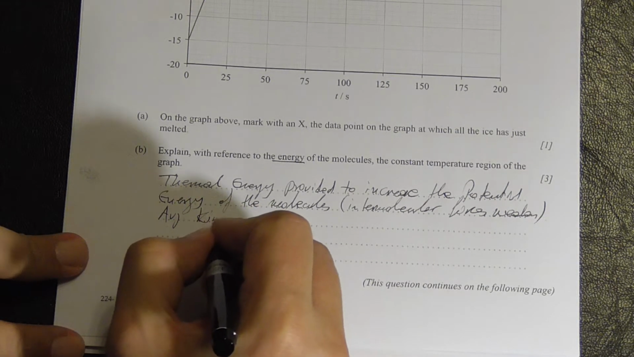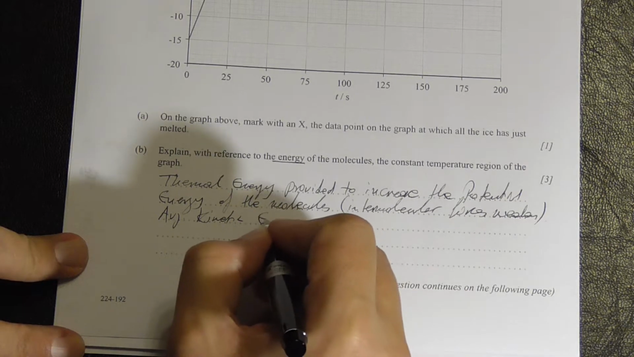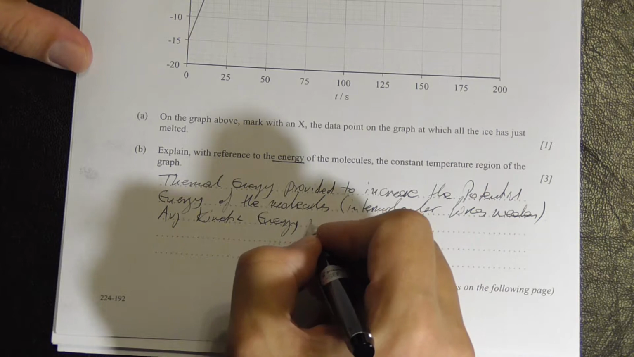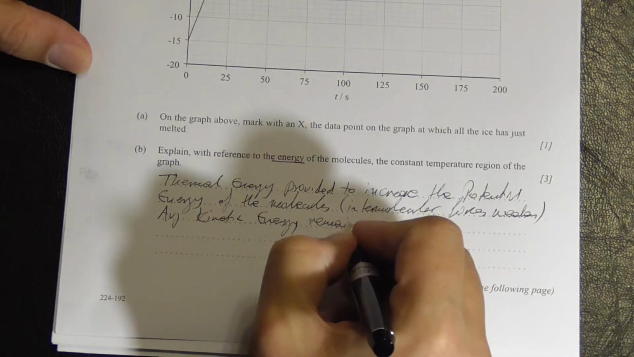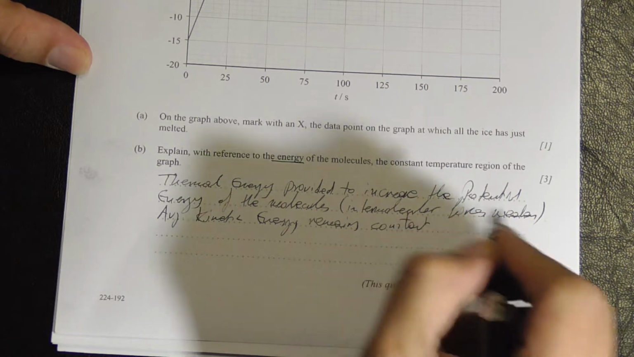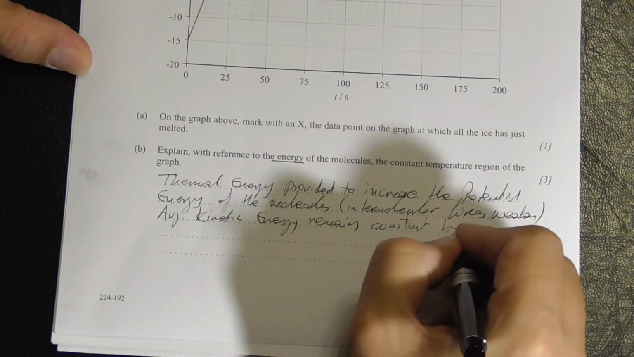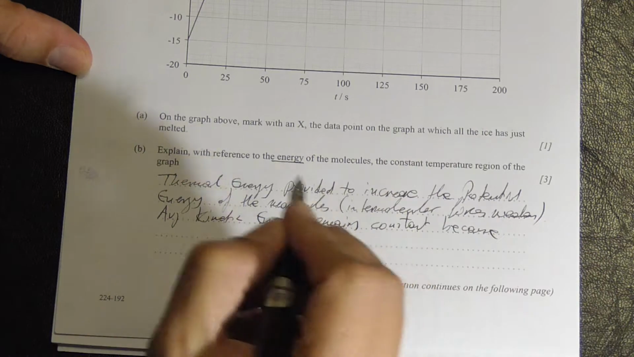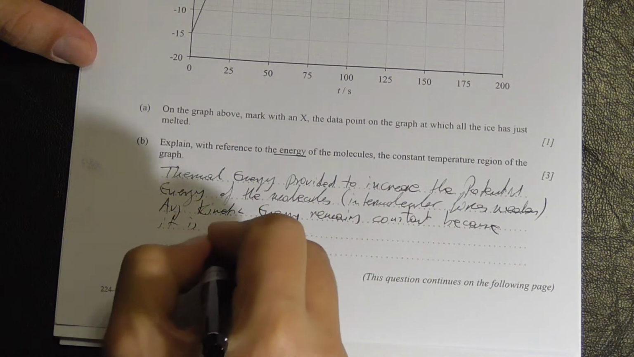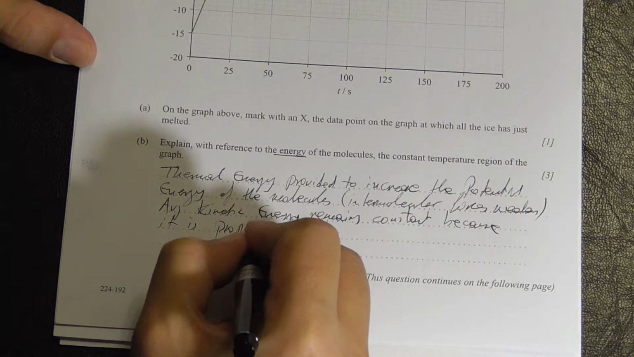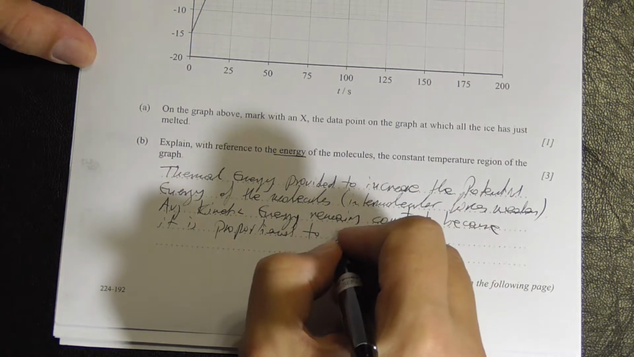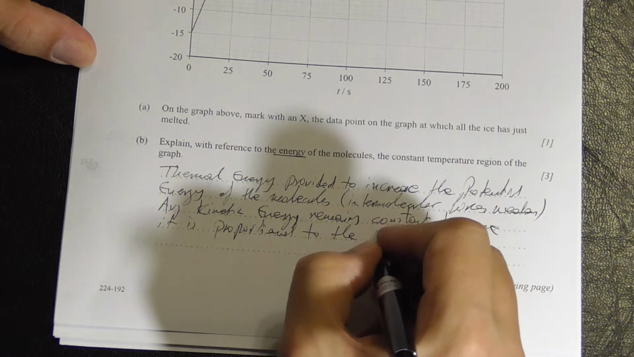All right. Nothing happens to the average kinetic energy. Average kinetic energy remains constant because, and so that you know this, because it is proportional to what? To the temperature of the substance.